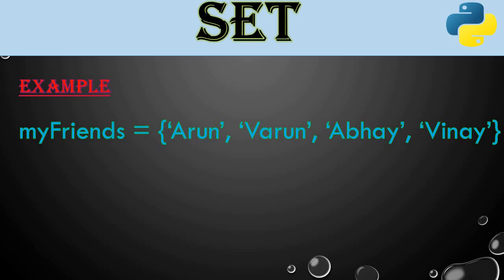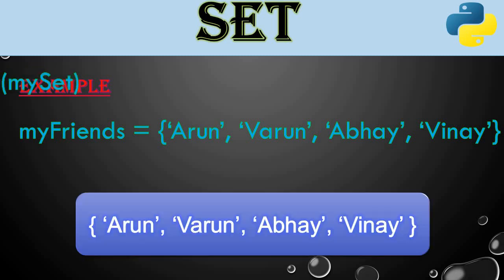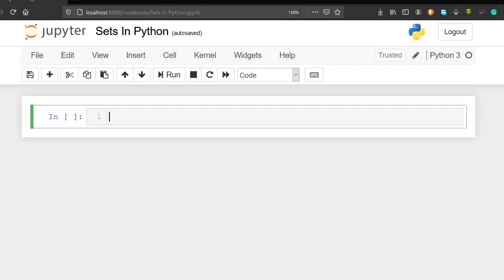Here is an example for set. I have a variable named my friends which contains the names of my friends. Now if I print this set, this is how it will look. Now let's move on and try to create sets practically. Let me open my Jupyter notebook. This is my Jupyter notebook and let's create my friends variable.